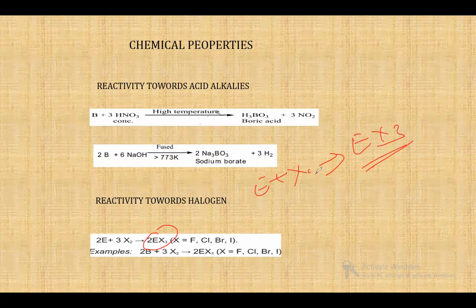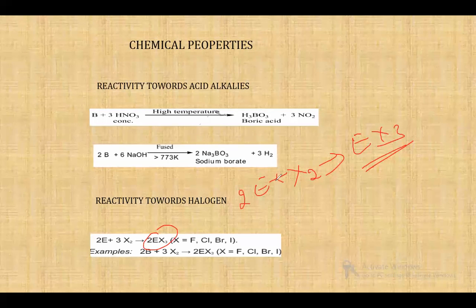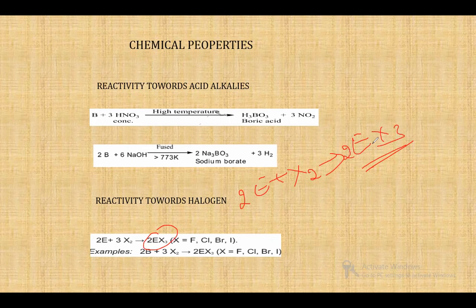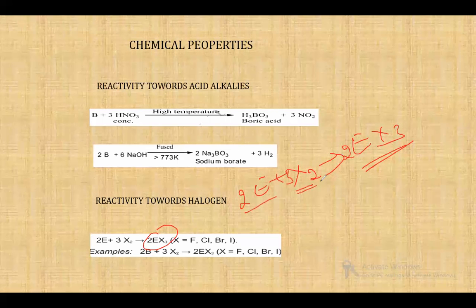But the halogen exists as a diatomic molecule, so it should be balanced. Here, for the oxidation numbers, 2 into 3 is 6 and 3 into 2 is 6. So 2E plus 3X2 gives rise to 2EX3 type of halide. Group 13 halides will be formed.